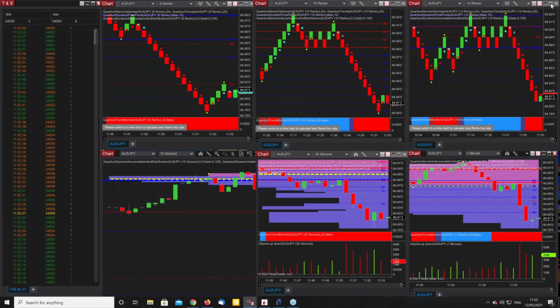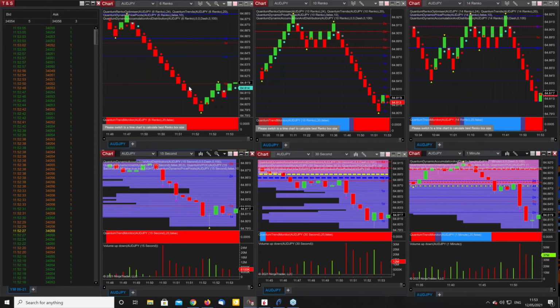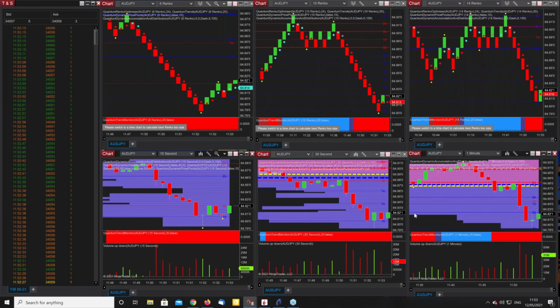And you get that reflected over here on the Renkos with these really nice moves. The trend dot's up above. They've gone to the top, changed red. The trend monitor here is still bright red, red on here, transitioning through into red on that time frame as well.